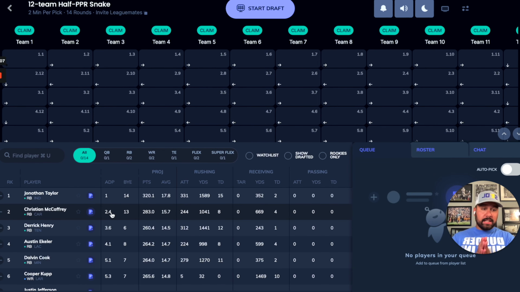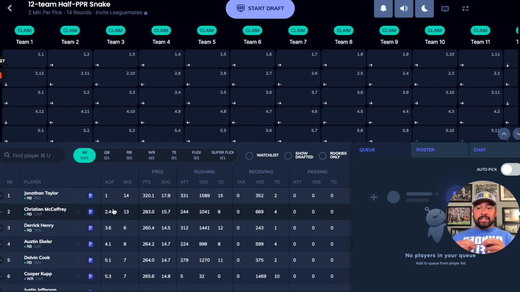That's what ADP stands for, and it's extremely important. It does not mean I'm going to get Christian McCaffrey at the 2.4 spot here, second round, 4th pick. No, that means that across all the mock drafts and rankings, whatever they use to make this consensus, he's the second best player.